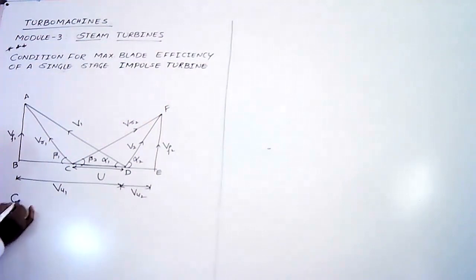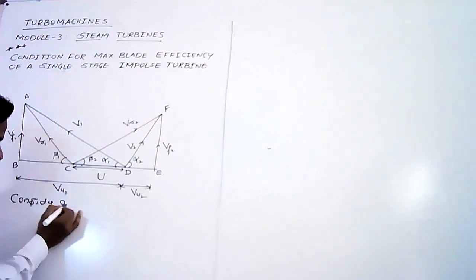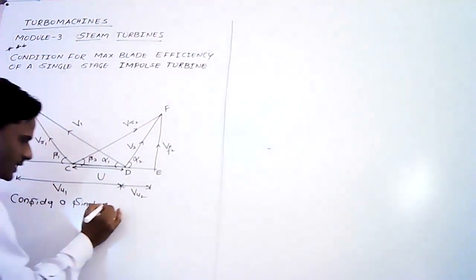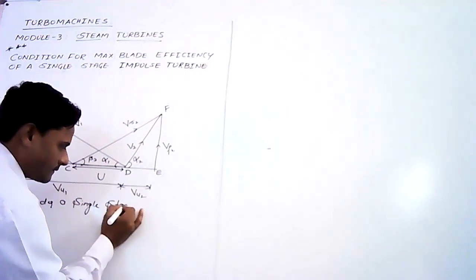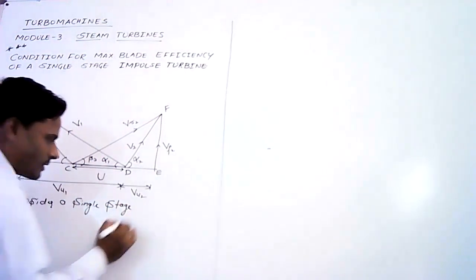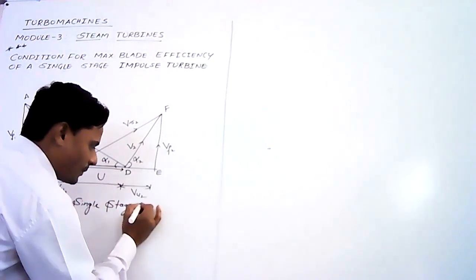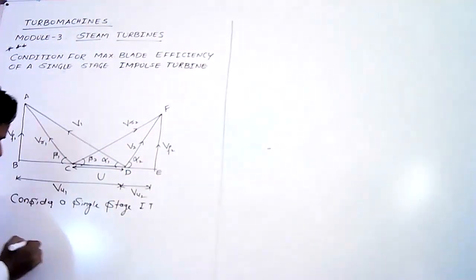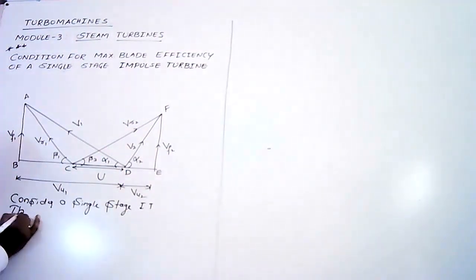Consider a single stage impulse turbine, the combined velocity triangle.